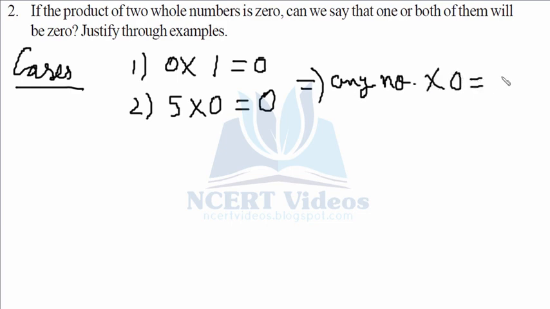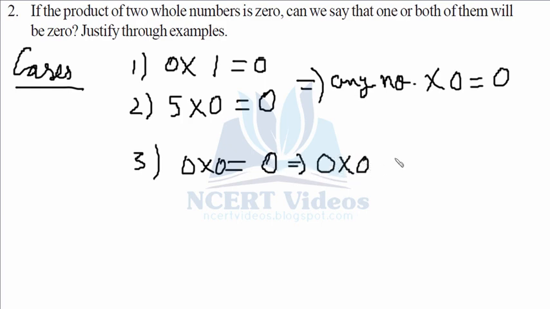We have proved one part of the question: if one of them is 0, the answer will be 0. Now for the other part, if both the numbers are 0, then again it will be 0. Therefore we can say that one or both of them will be 0. One in case 1 and 2, and both of them in case 3. That makes your question number 2.